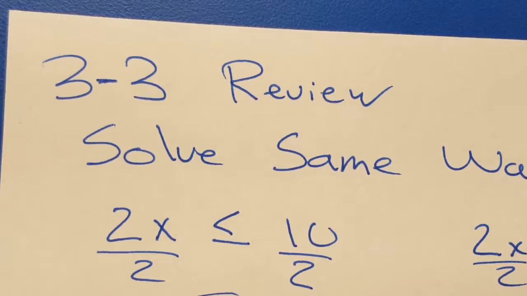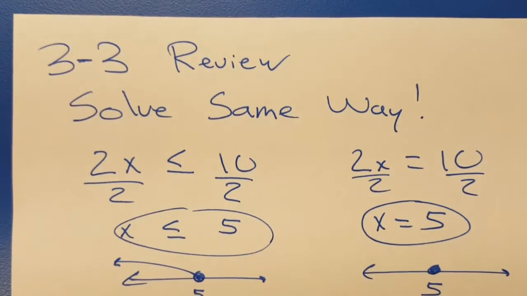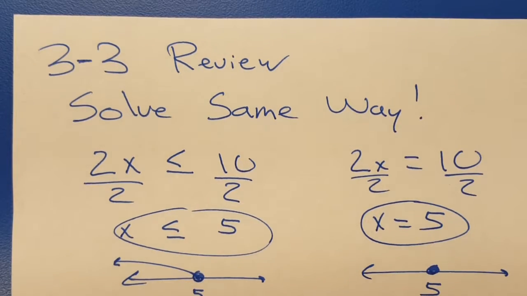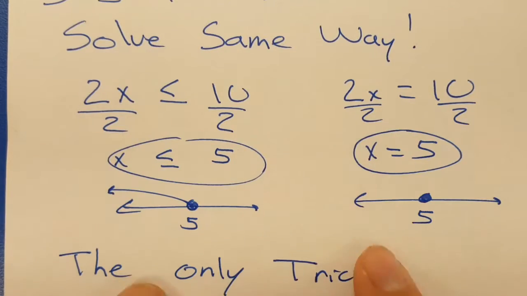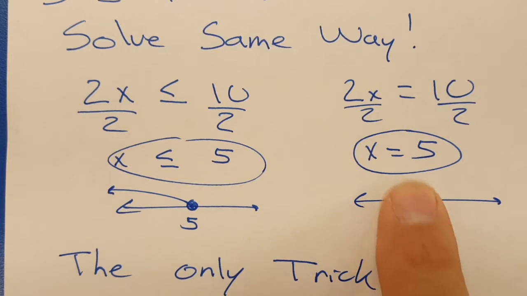So again, let me zoom out a bit, we solve inequalities the same way we solve equations. Here I have 2x is less than or equal to 10, and I have 2x equals 10. We solve it the same way, divide both sides by 2 in both situations. Again, the difference is this. If we were to graph x equals 5, it's just a dot, not much going on there.